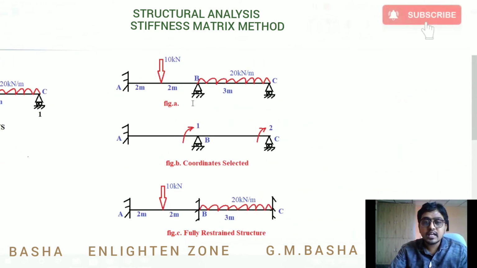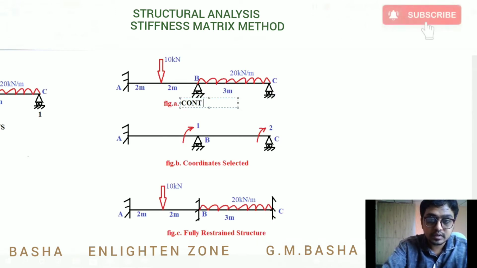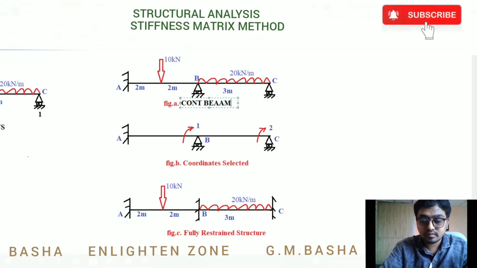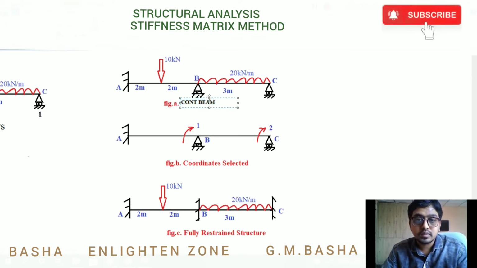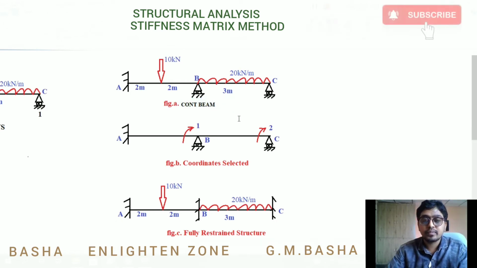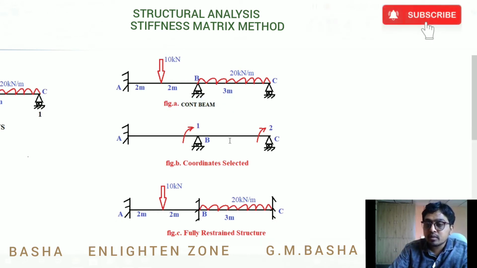See here, this is a continuous beam which is given in the question. So our degree of kinematic indeterminacy will be equal to 2. So then we are selecting coordinates in this position. So for this diagram, we are selecting the coordinates. See here in figure B, I am selecting the coordinate positions.